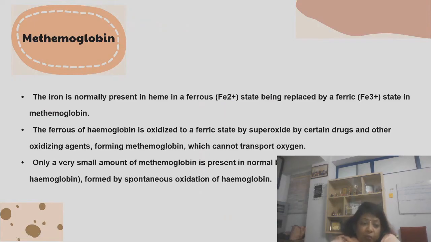What is methemoglobin? The iron is normally present in heme in the ferrous state, being replaced by the ferric state in methemoglobin. The ferrous iron of hemoglobin is oxidized to a ferric state by superoxide, by certain drugs and other oxidizing agents, forming methemoglobin, which cannot transport oxygen. Only a very small amount of methemoglobin is present in normal blood, formed by the spontaneous oxidation of hemoglobin.